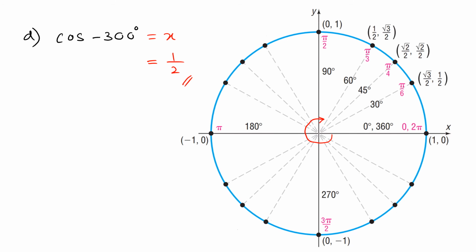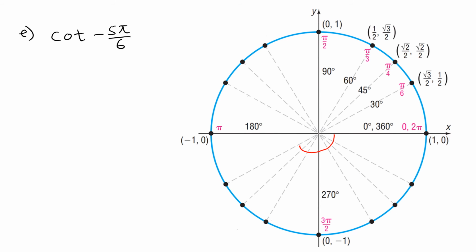So let's look at the next problem. We have cotangent negative 5 pi over 6. This again is a negative value, so that means it's going to go clockwise. And 5 pi over 6 means the angle is in the third quadrant. So the angle is this one. It's also related to pi over 6. So you can see that's the angle, negative 5 pi over 6.